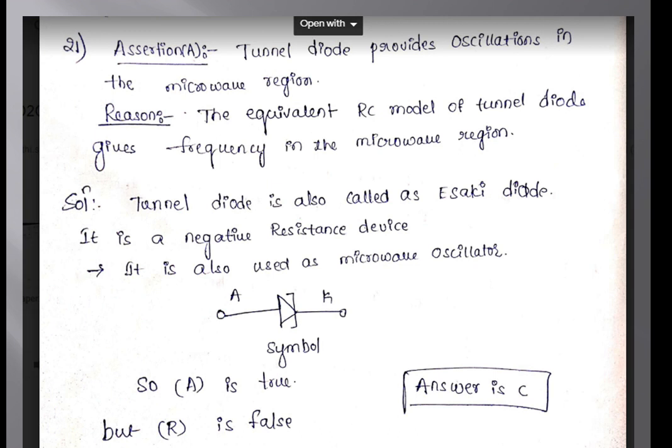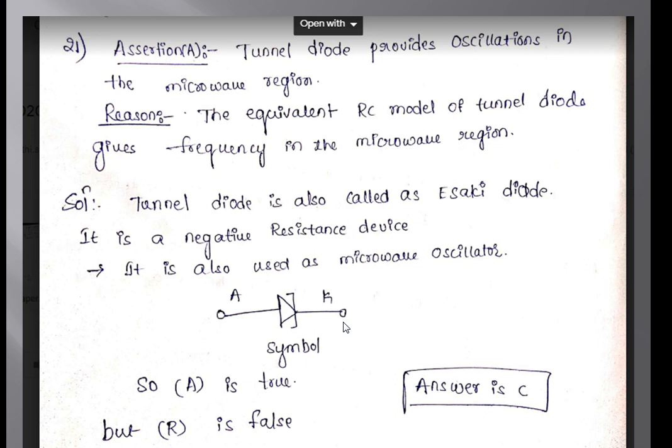So here comes the first question. The assertion is the tunnel diode provides oscillations in the microwave region. And here the reason becomes the equivalent RC model of tunnel diode gives the frequency in the microwave region. So the first one, the tunnel diode provides oscillations in the microwave region, is correct. Here the tunnel diode is also called as the Esaki diode. It is a negative resistance device. Due to that, it is used as the microwave oscillator.